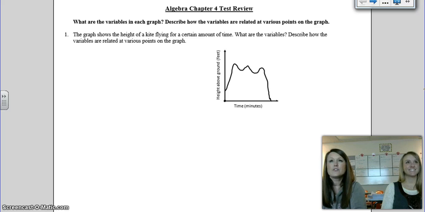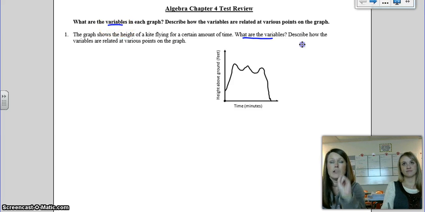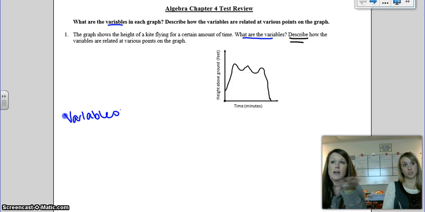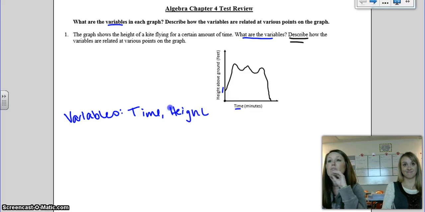All right, so the first example: the graph shows the height of a kite flying for a certain amount of time. What are the variables? And describe how the variables are related at various points on the graph. Okay, variables are super easy. X and Y axis: time and height. That's it. Now I need to talk about how these two things are related.